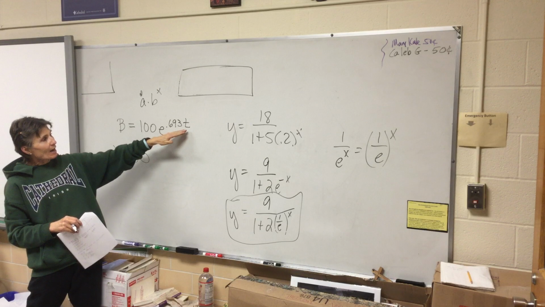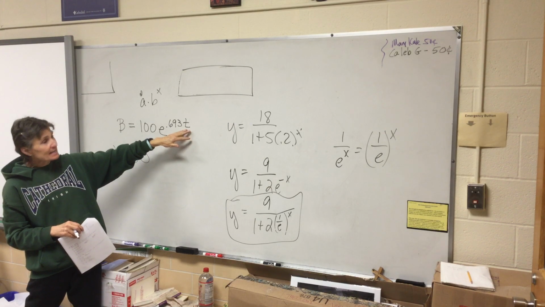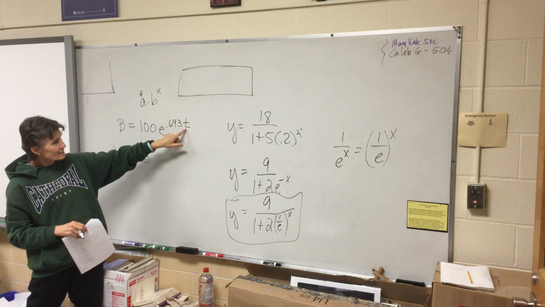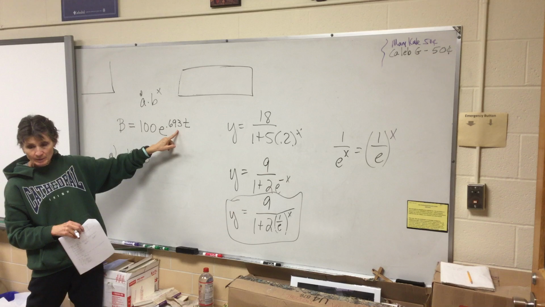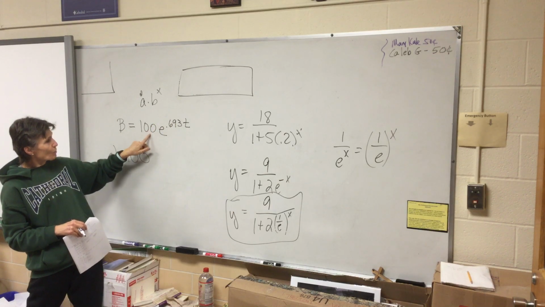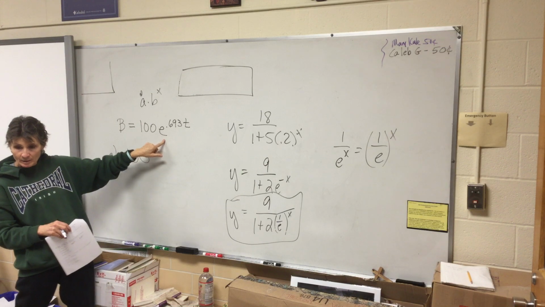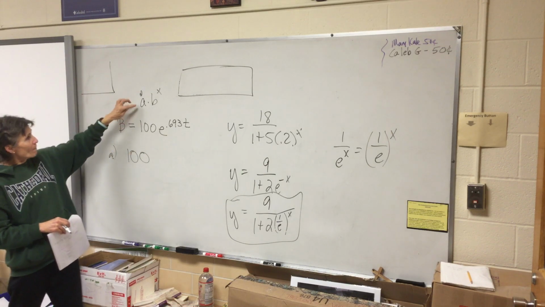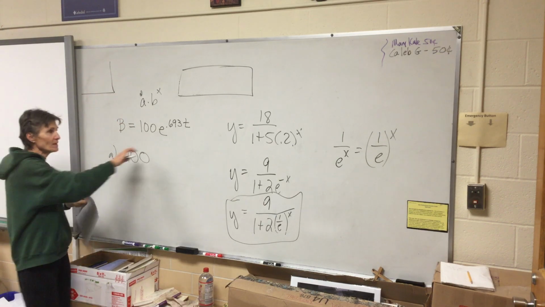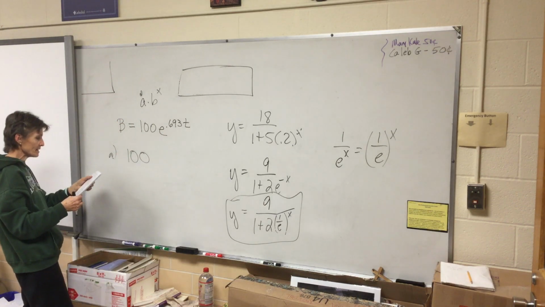But if you reason it out, at the beginning, t is 0. No time has elapsed. Well, if you put a 0 in there, isn't your exponent 0? And e to the 0 would be 1. So you have 100 times 1. So even if you don't remember that that number is always the initial value, you can figure it out by letting t be 0.